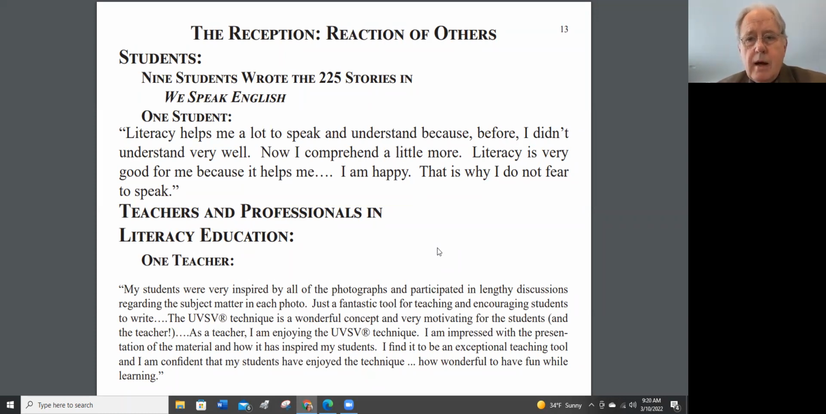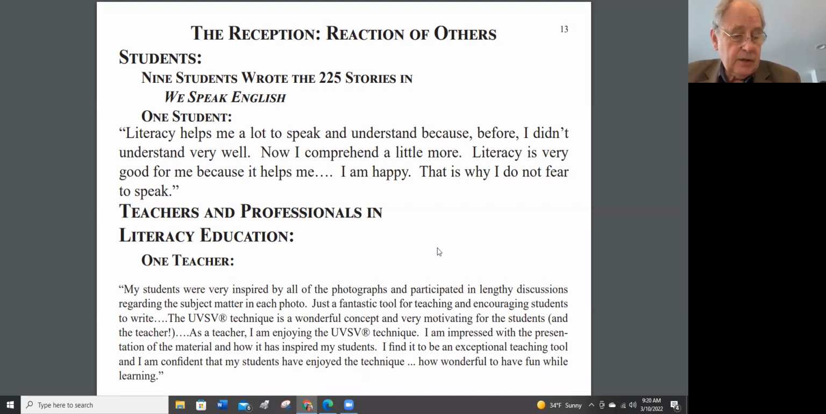Along the way, a prototype of the book was used in Maplebrook School in Amenia, New York. And the teacher who used it wrote the following: "My students were very inspired by all of the photographs and participated in lengthy discussions regarding the subject matter in each photo.